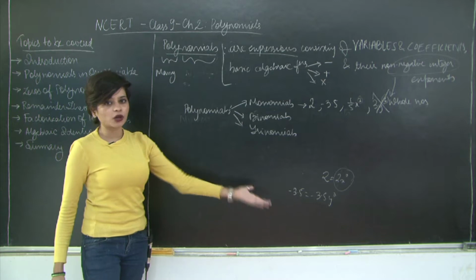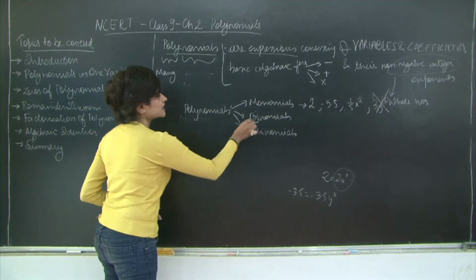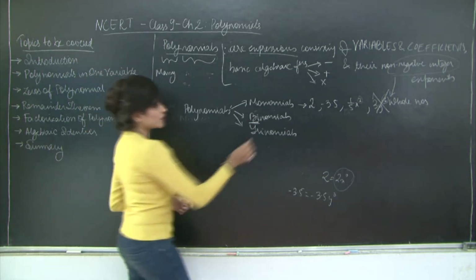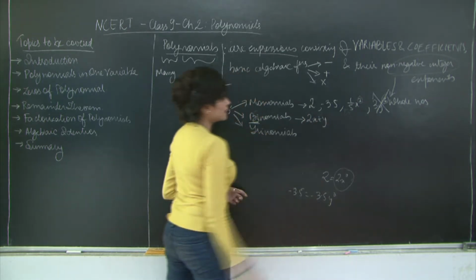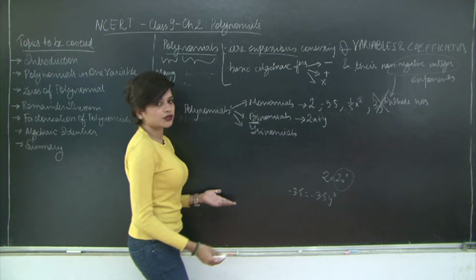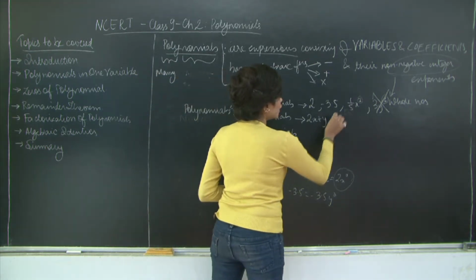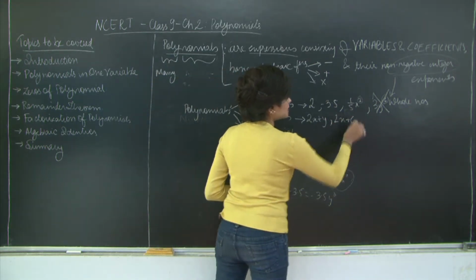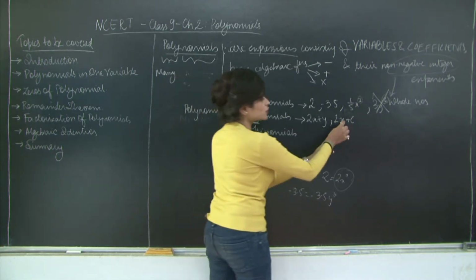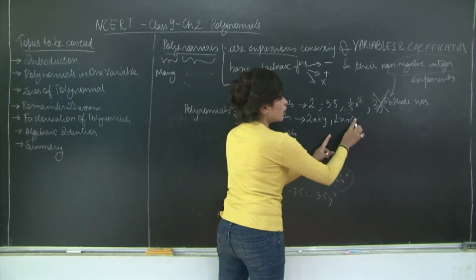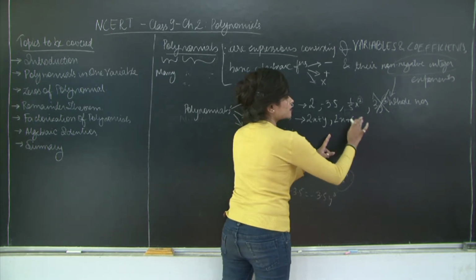So binomial, what is bi? Bi, as the name suggests, it will have two terms. So I will have 2x plus y. This is a polynomial. It has two terms, right? Or you can even have 2x plus 6. This is also a binomial. It has two terms because 2x and 6x raised to 0 or 6y raised to 0.